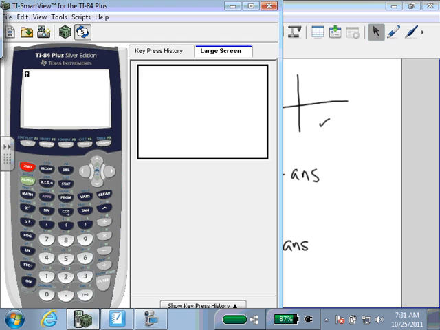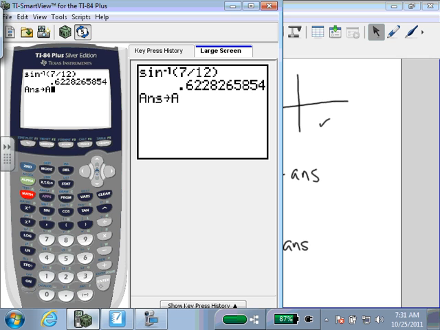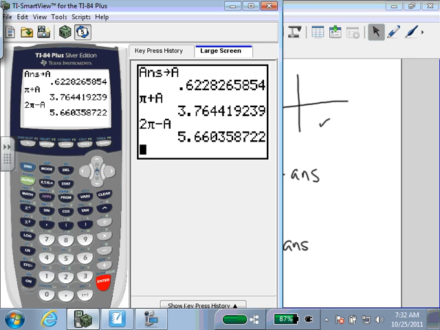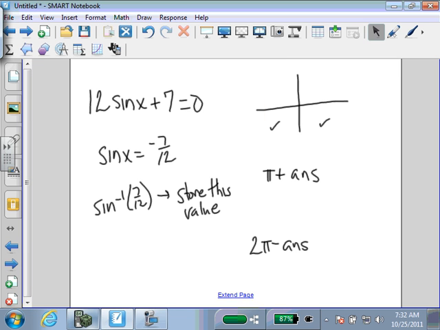So I need sine inverse of positive 7/12. And I'm going to store this in alpha A. Okay, so then I need pi plus my stored A, right? So pi plus alpha A. And I also need 2 pi minus my alpha A. So 3.764 and 5.660. Let's try one more.